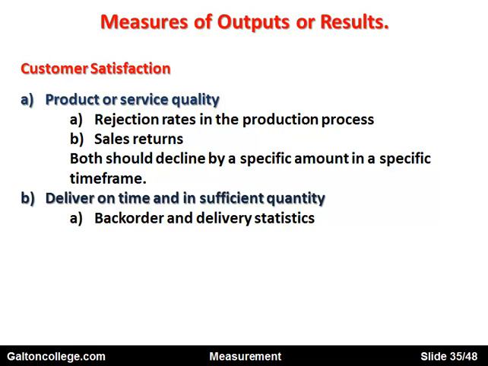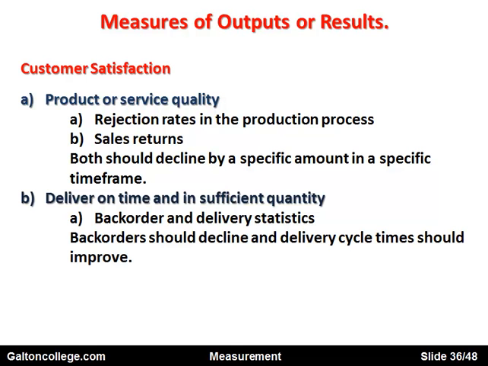So look at back order and delivery statistics and see how well the business is doing. See how many items are produced and see what the share of the market is and what are the likely sales arising out of that percentage share of the market, and compare that to what was delivered to see if there's a shortfall. So these should improve over time.